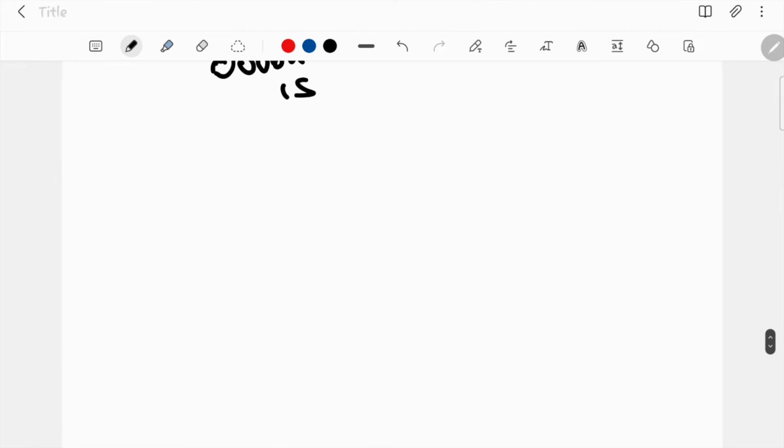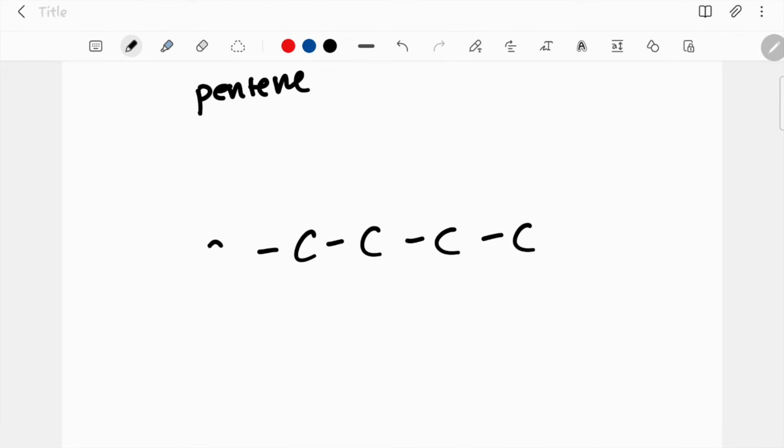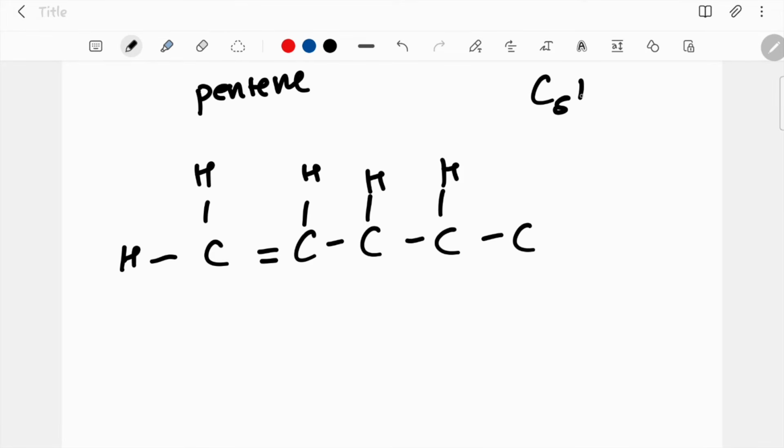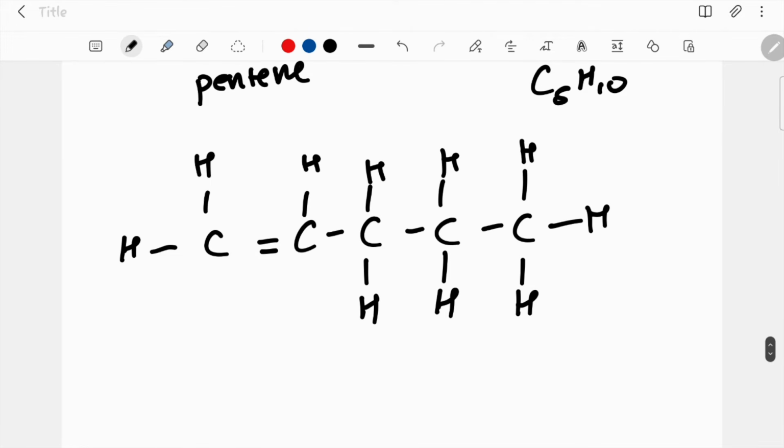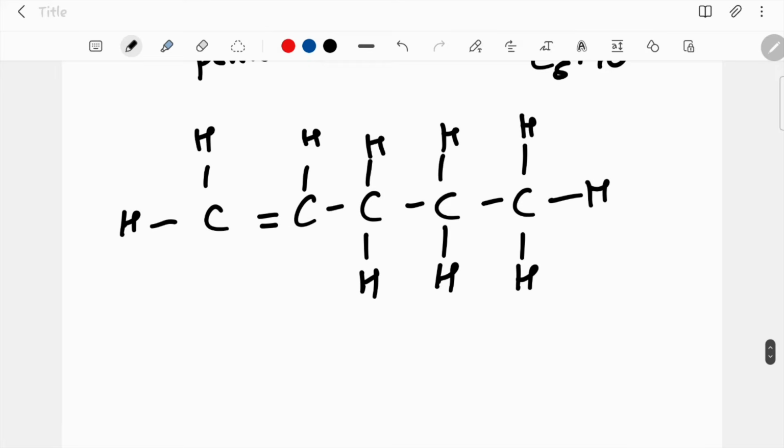Let's explain that again with another type of example. Let's draw pentene. I'm hoping you're going to understand this way. If you don't understand, don't worry, you will understand in a second. Pentene has how many carbons? 5 carbons. Let's draw the double bond here. So hydrogen, hydrogen, hydrogen, hydrogen, hydrogen. So this pentene will be C5H10. Now, let's understand naming here.